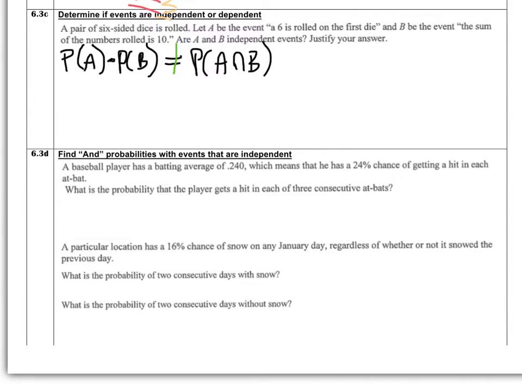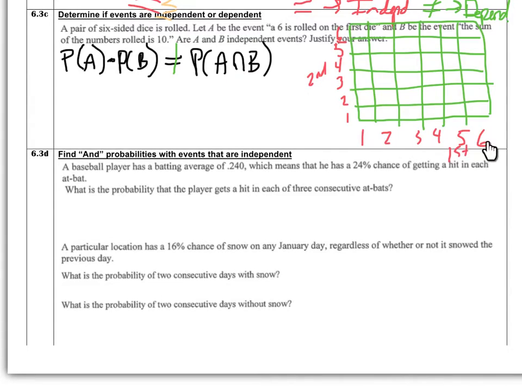If these are not equal, it means they're dependent. If they're equal, they're independent. So I'm going to draw out the sample space of rolling 2 different 6-sided dice. So here's what our sample space looks like.